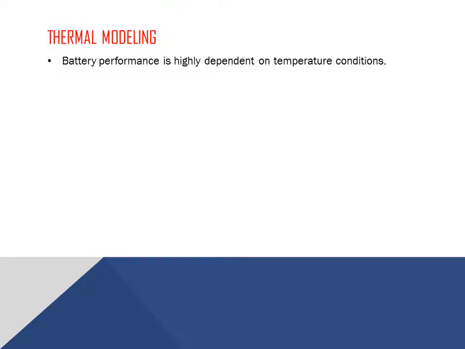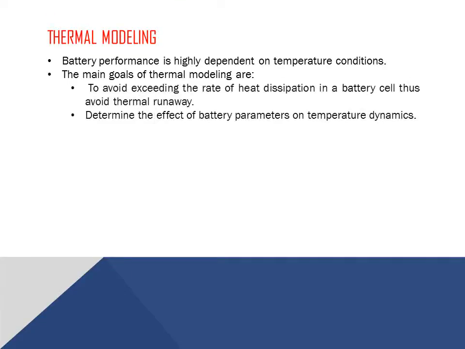Battery performance is highly dependent on temperature conditions. The main goals of thermal modeling are: first, to avoid exceeding the rate of heat dissipation in a battery cell, thus avoid thermal runaway. Second, determine the effect of battery parameters on temperature dynamics. This is mostly true for battery design. And third, although not written in this slide, but we've been talking about it throughout this tutorial, another goal of thermal modeling is to estimate the performance of a battery cell incorporating temperature effects.